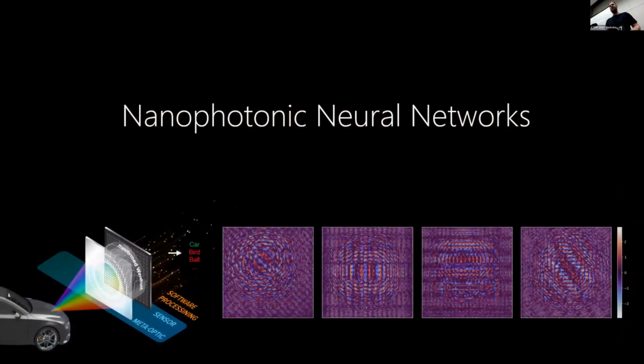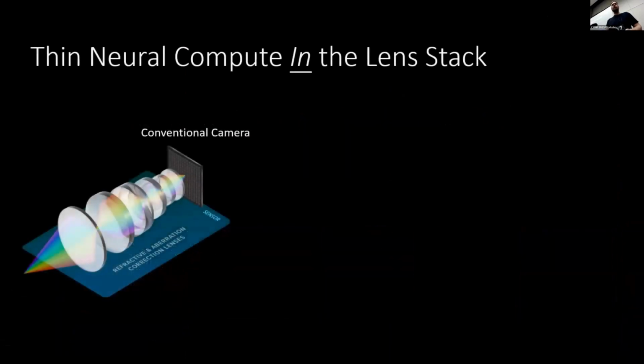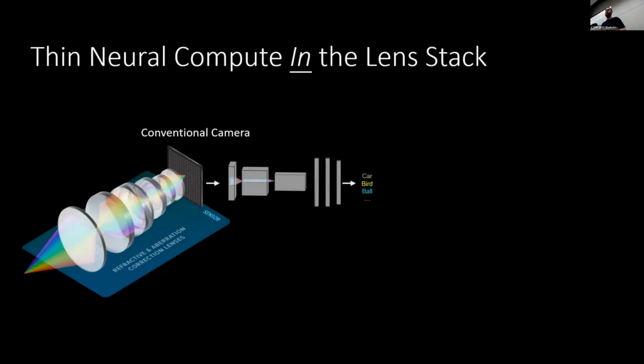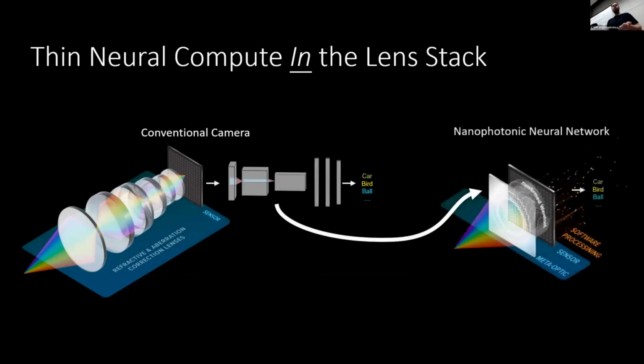I promised you that I wanted to do some computation in the optics, right? So can we replace some of the optical stack here, and instead of concatenating it with a deep neural network that does object detection or classification, can we move some of that computation into the optical stack? That's an interesting question that we looked at.